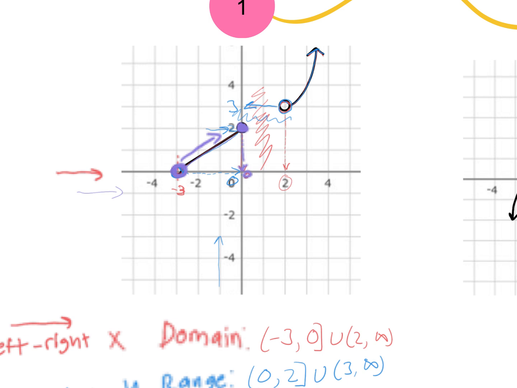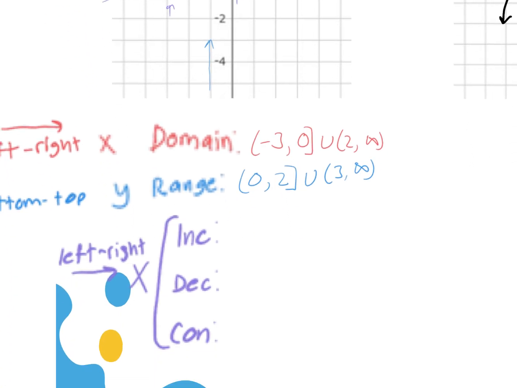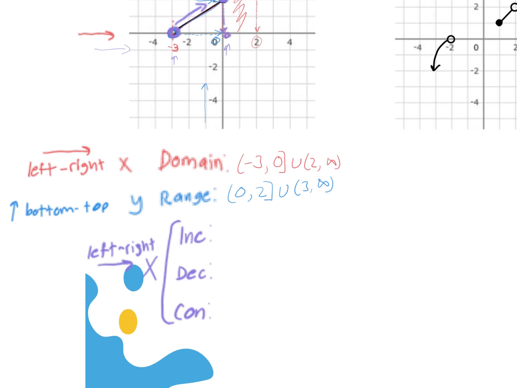So far we're going up from -3 to 0, because this piece of our function is one in which we're going up from left to right. So far our interval of increasing is going to be from -3 to 0. And again, we always use parentheses even if you see a closed circle.